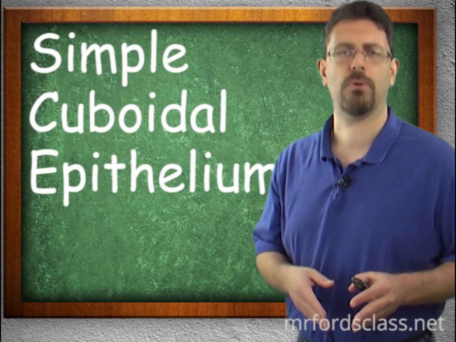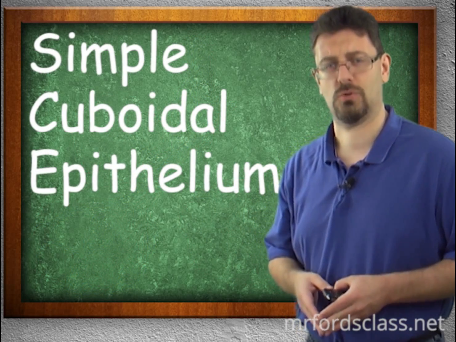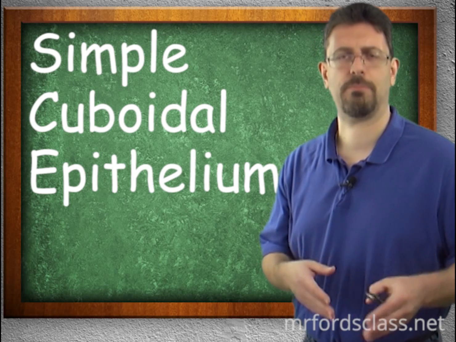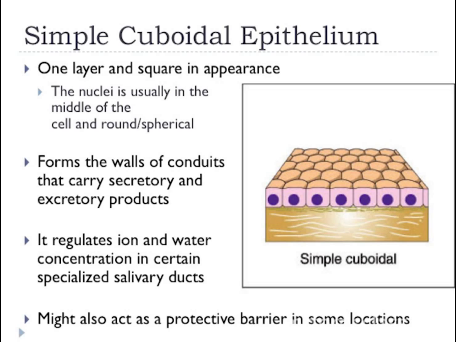Then we have simple cuboidal epithelial tissue. Again, simple, one layer, cuboidal, cube shape, so simple cuboidal epithelial tissue. It's one layer and square in appearance. The nuclei is usually in the middle of the cell and round or spherical.